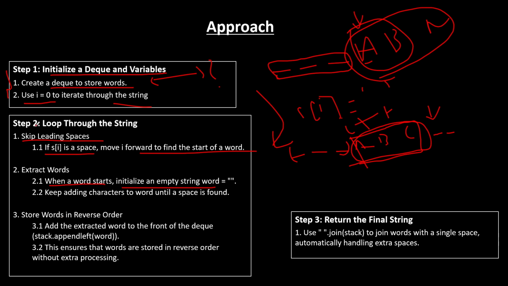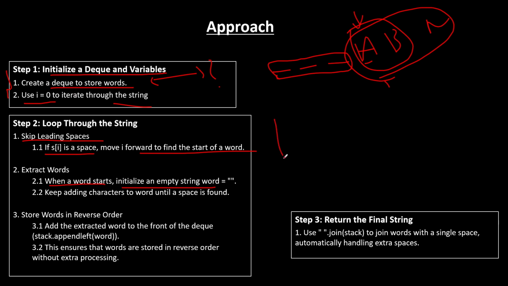Here I will explain why we are using DQ. If you take the example of a stack, a stack follows what? Last in, first out, LIFO, right? So if we had A, B, C, consider these as words, not as characters. Now, if we pop the elements, what are we going to get? C, B, A. It is the reverse order of the sentence, right?